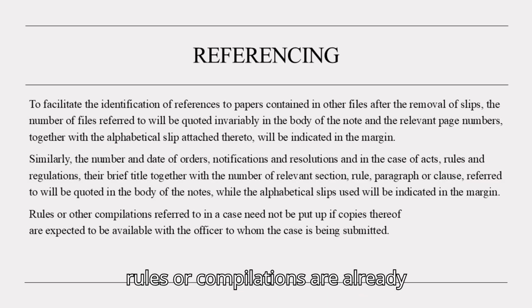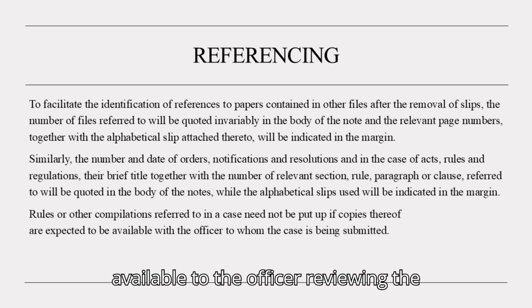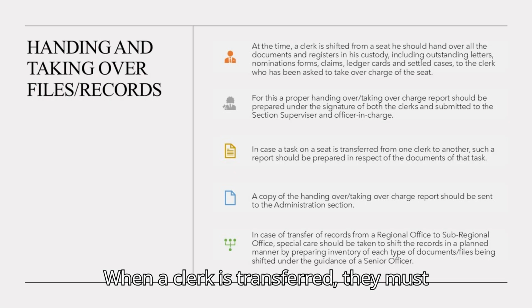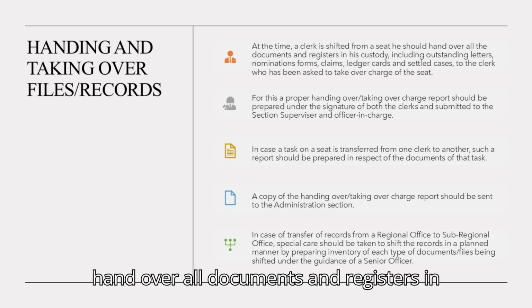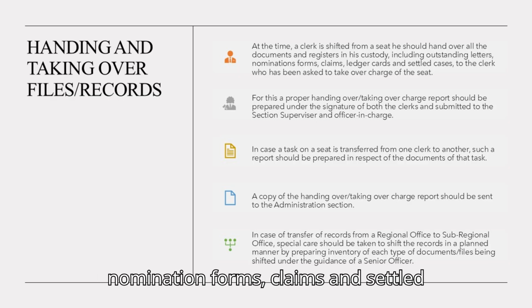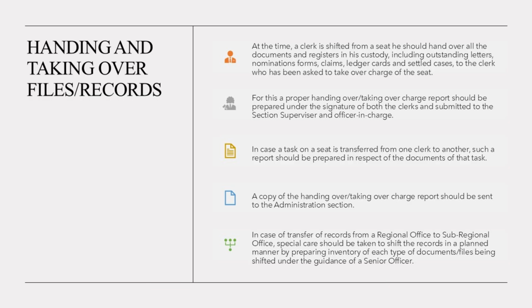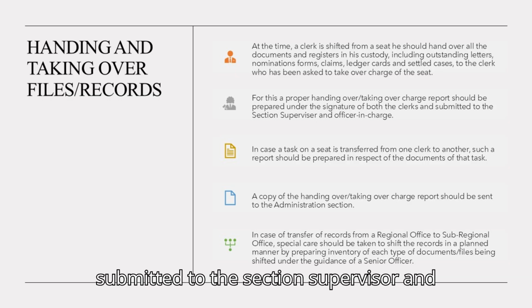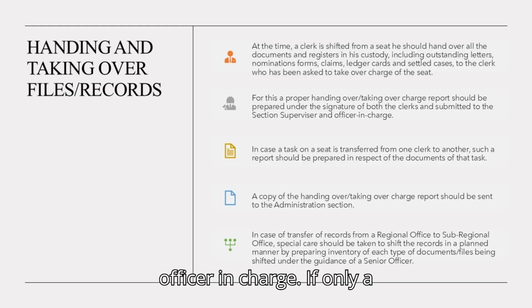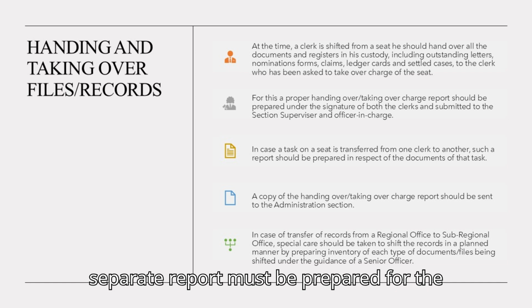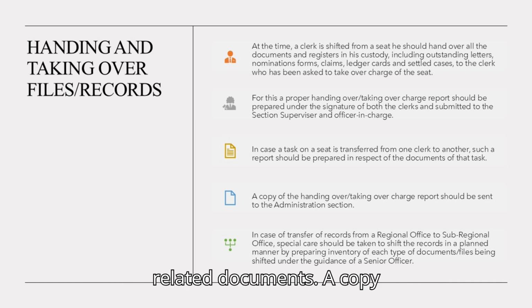If rules or compilations are already available to the officer reviewing the case, there is no need to include them in the submission. When a clerk is transferred, they must hand over all documents and registers in their custody, including pending letters, nomination forms, claims, and settled cases, to the incoming clerk. This process requires a proper handover report, signed by both clerks, and submitted to the section supervisor and officer in charge. If only a specific task is being transferred, a separate report must be prepared for the related documents. A copy of this report is sent to the administration section.